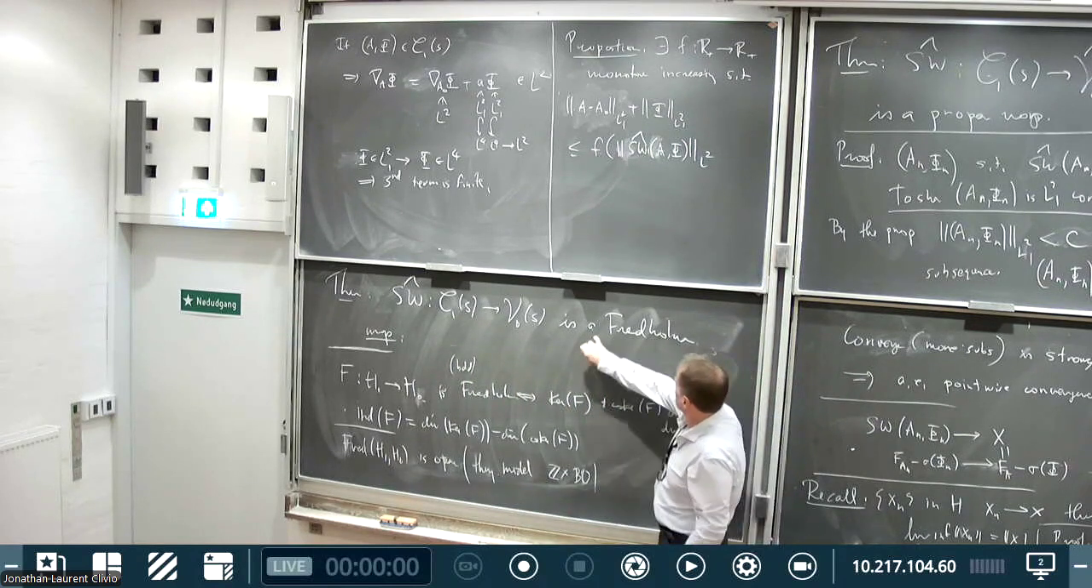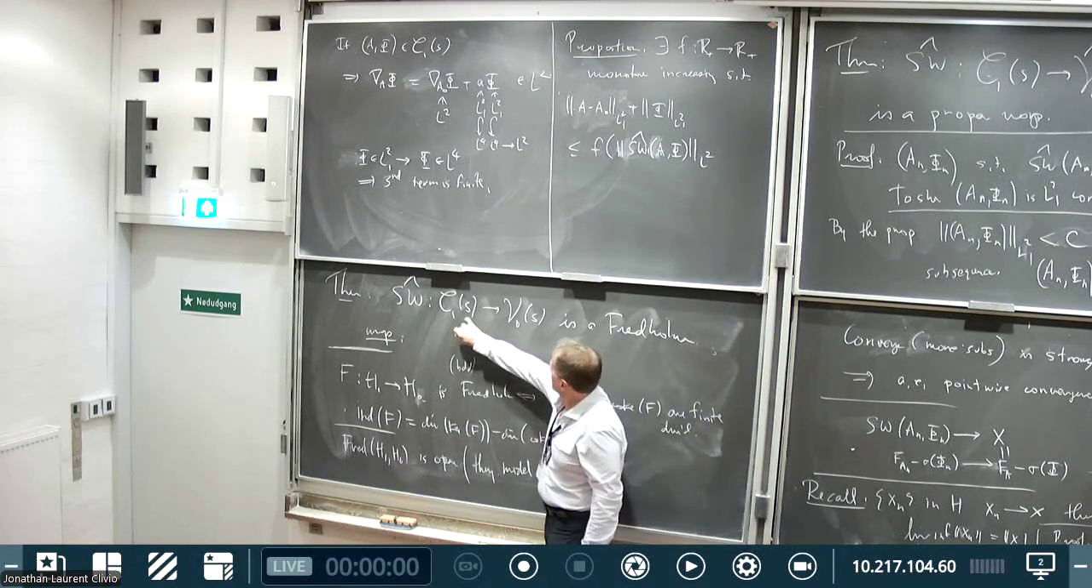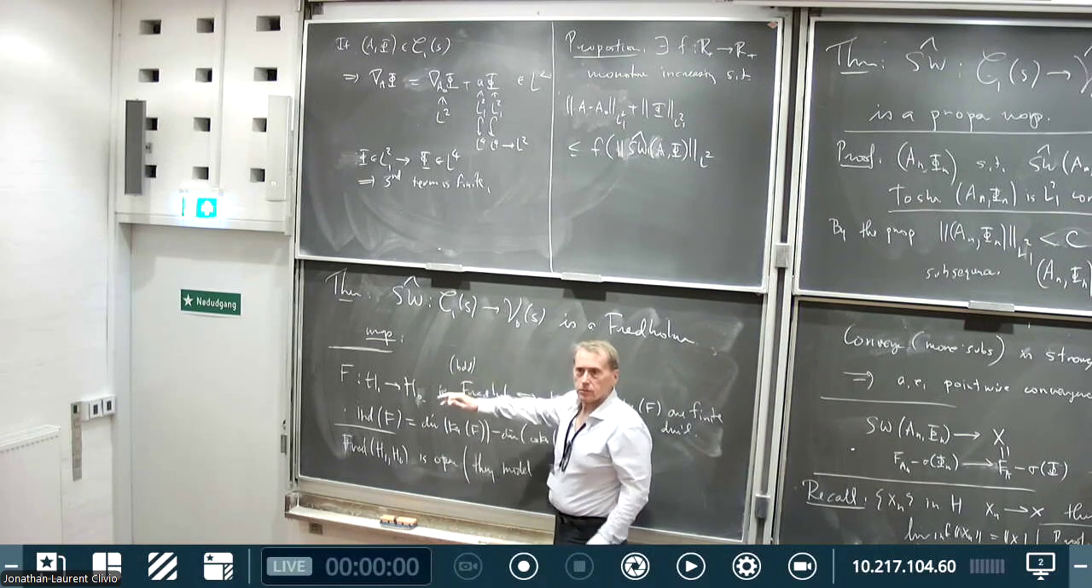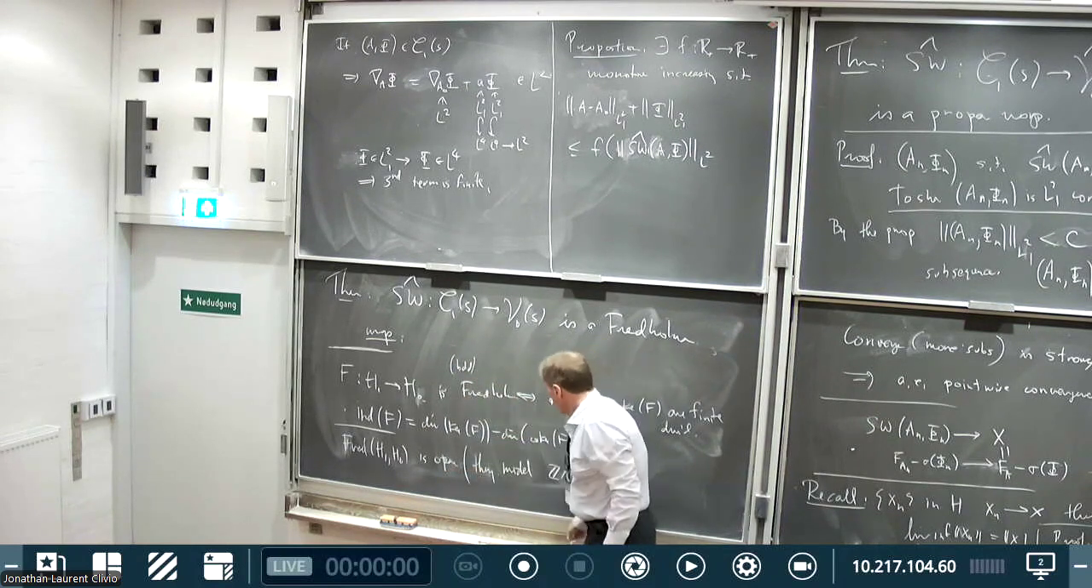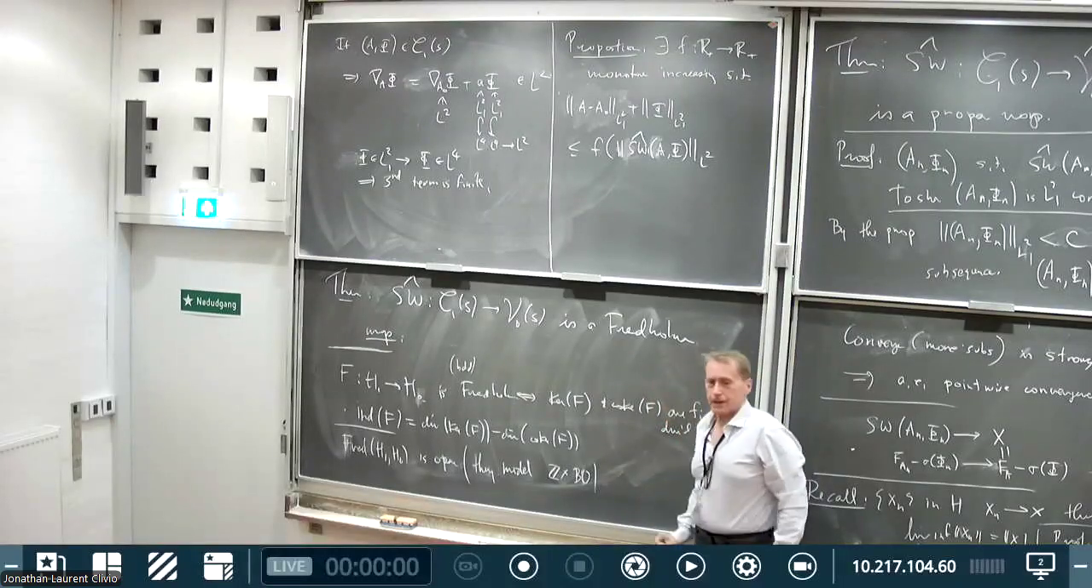What it means for a map to be Fredholm is that its differential at every point is a Fredholm operator. So we'll discuss that in the next lecture.